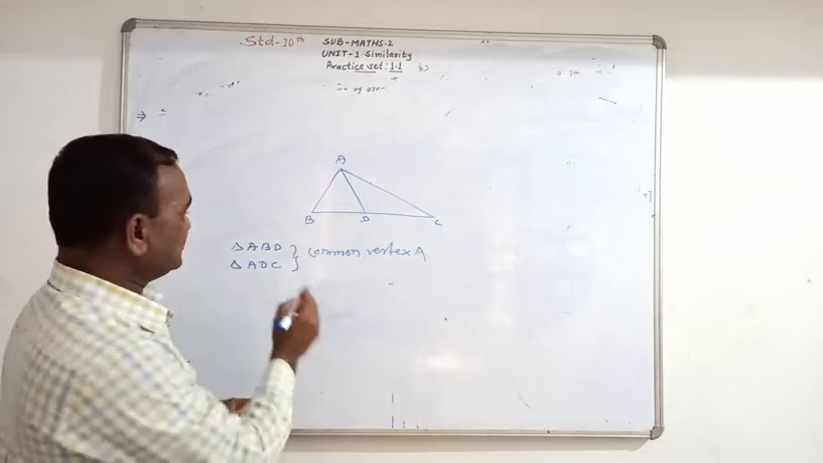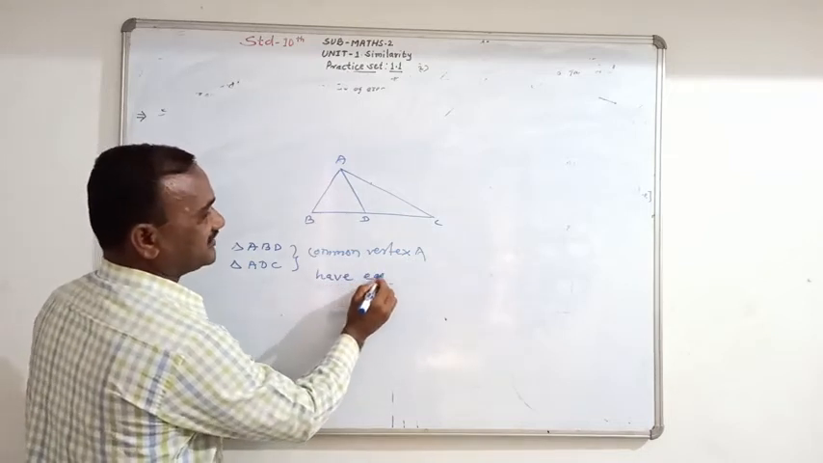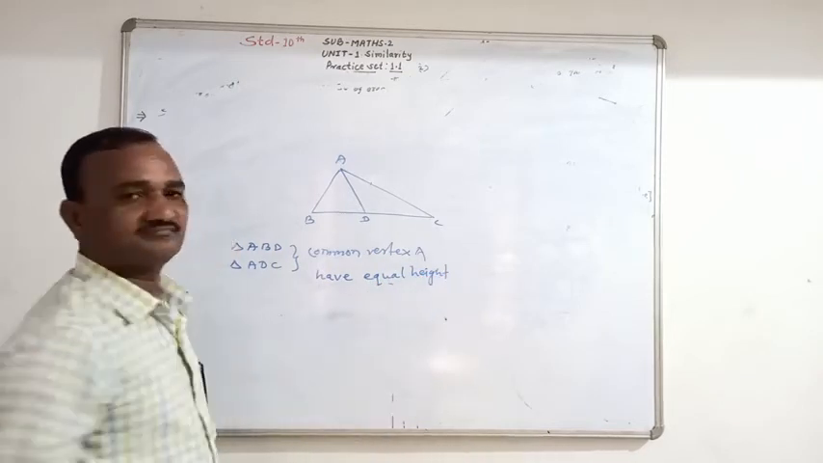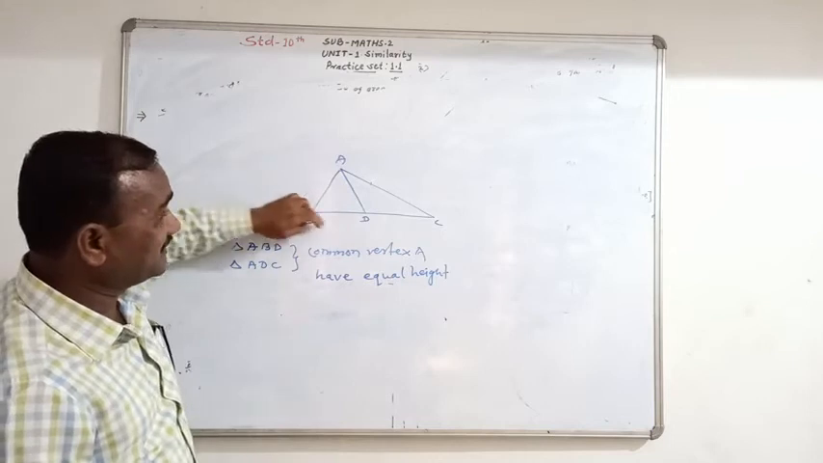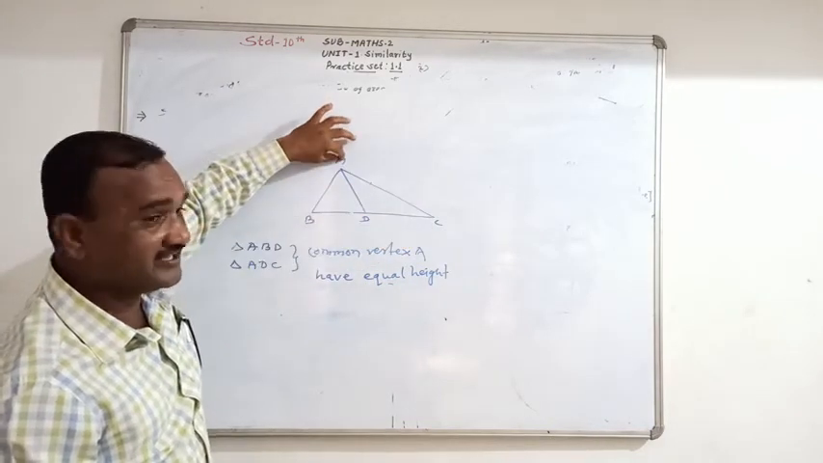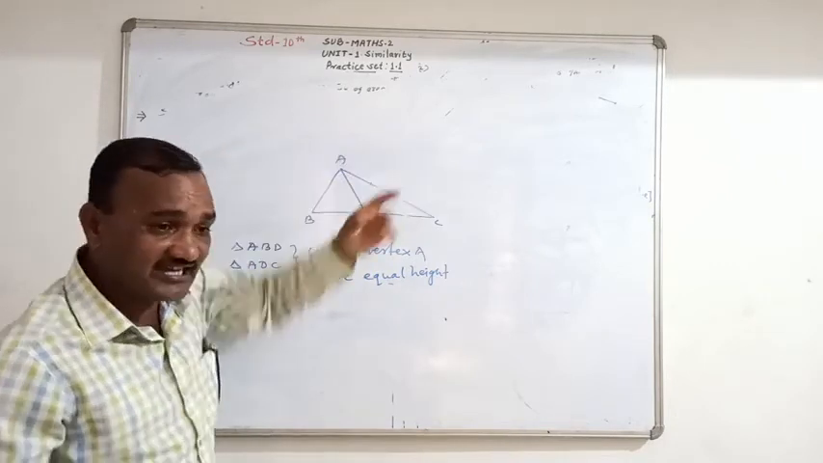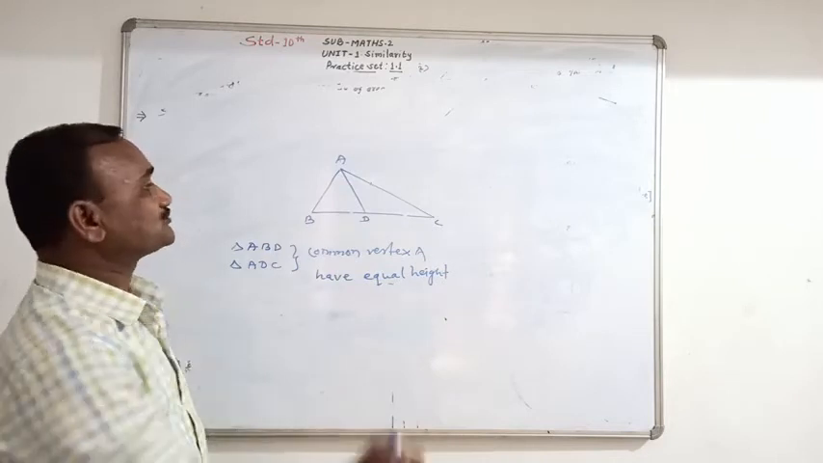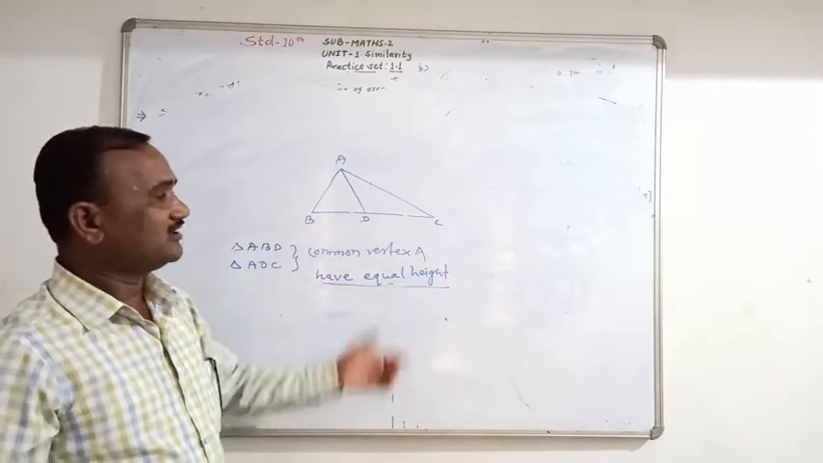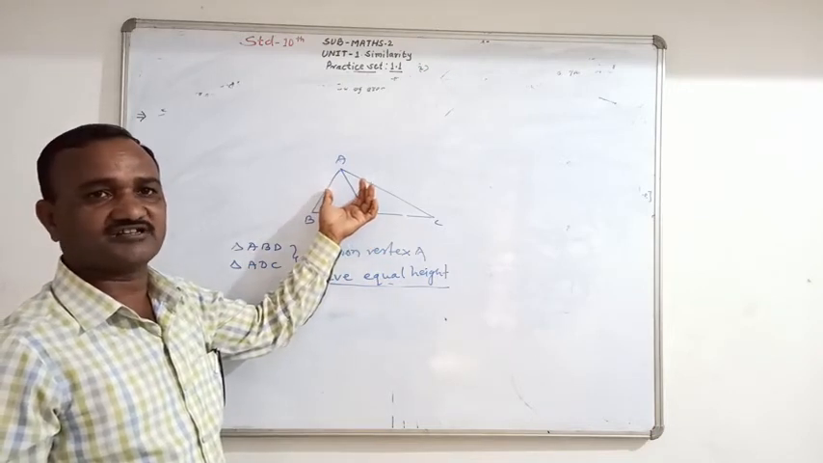So that means these two triangles have equal height. So triangle ABD and triangle ADC have common vertex A and side opposite to A in both triangles, that is BD and DC, they are in one line, means these two triangles have equal height. You know how to find the ratio of areas of these two triangles? Which property we can use here?